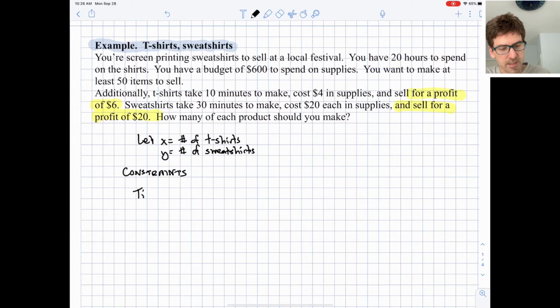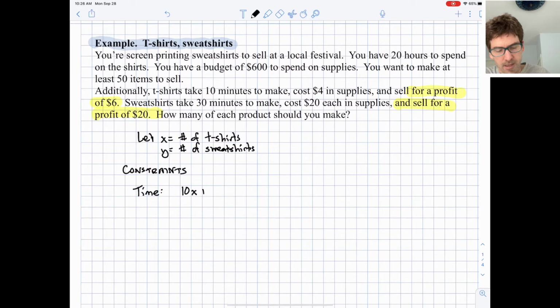And one constraint seems to be limited to time. We only have 20 hours to spend. So we can say that each t-shirt takes 10 minutes to make, and each sweatshirt, I believe, takes 30 minutes to make, and that needs to be less than or equal to not 20, but 1200. So we're working consistently in the units of minutes. So we took the 20 hours and multiplied by 60 to get 1200.